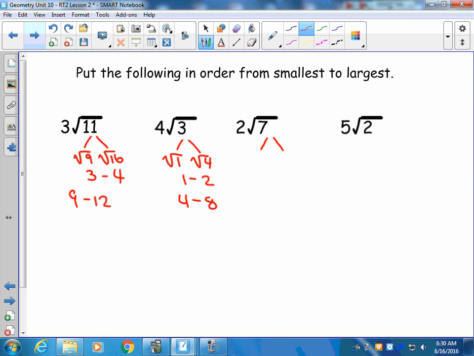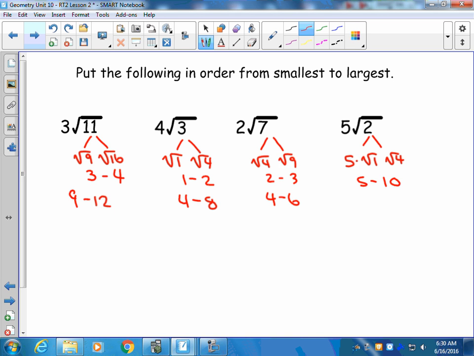Square root of 7 is in between the square root of 4 and the square root of 9, so between 2 and 3. So we know that this value is between 4 and 6. Okay, so we're really starting to get a close estimation of these values based on the numbers that we're looking at. Same thing here, finishing up, 5 square root of 2. We know that this is going to be between 5 times square root of 1 and 5 times square root of 4. So we're between 5 and 10.